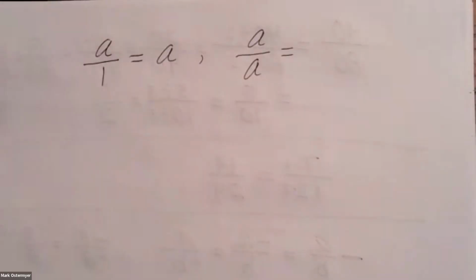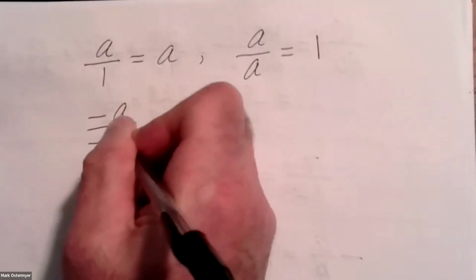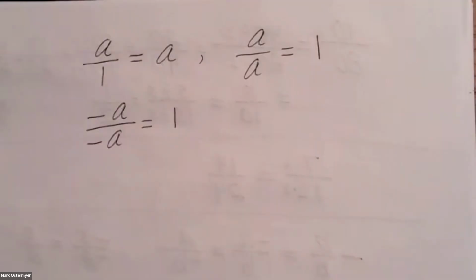Now, one's an interesting character. If I take some number a and divide it by 1, what am I always going to get? What is anything divided by 1? Itself. And what if I take anything and divide it by itself? What's that always equal to? 1. And that's true, like I said, if you have a negative something divided by itself, it will still be what? 1. Okay.